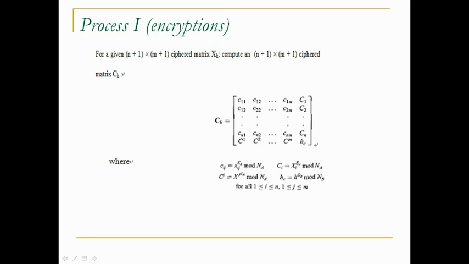So in process 1, for a given cipher matrix Xh, it will be used to compute a cipher matrix Ch, as you can see here.